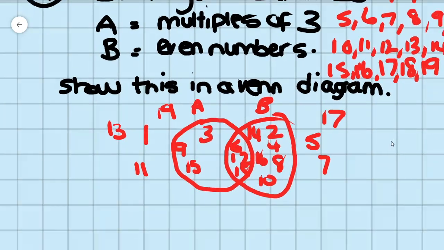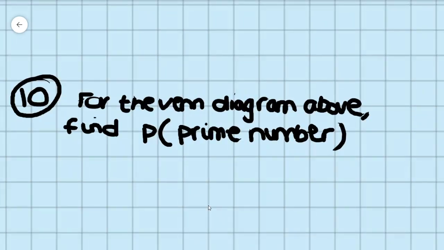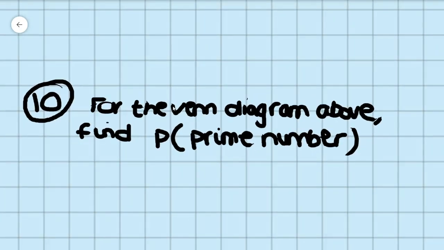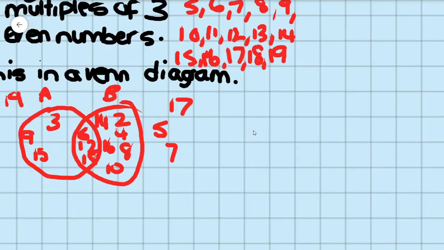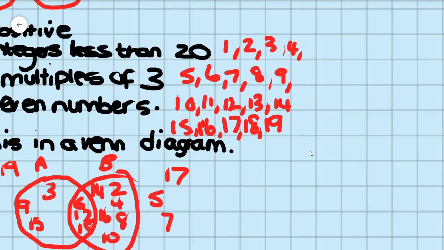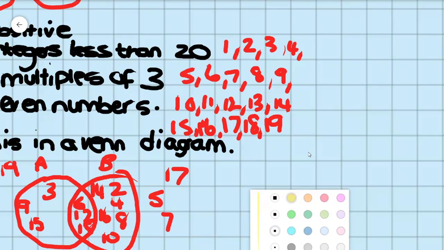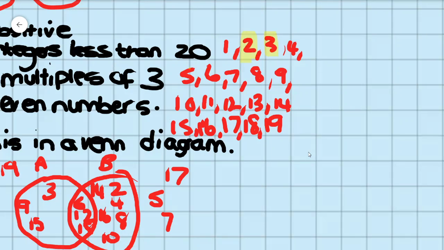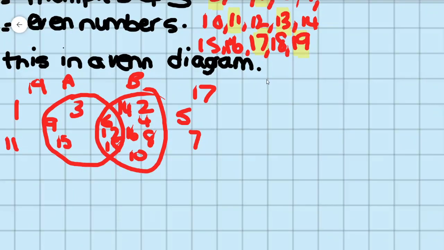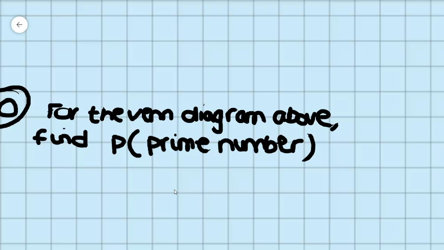And then if we skip down to question 10, it says for the Venn diagram above, find the probability of a prime number. I'm going to go back to the list for this one rather than the Venn diagram part. I know it's going to be out of 19, so that's my fraction. And my prime numbers are 2, 3, 5, 7, 11, 13, 17 and 19. So there are 1, 2, 3, 4, 5, 6, 7, 8 of them. And I know that I had 19 numbers altogether in my Venn diagram. So it's 8 over 19.